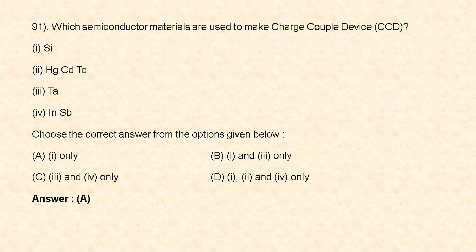Next question. Which semiconductor materials are used to make charge coupled devices, that is CCD? Silicon, mercury, cadmium, technetium, tantalum, indium, antimonide. Here if you see, only silicon is the semiconductor material used to make CCD. So option A is correct.